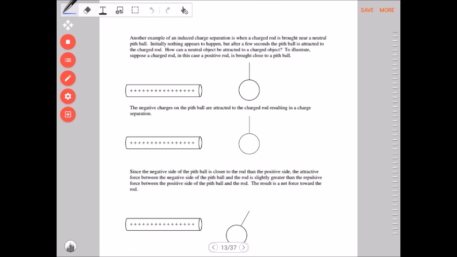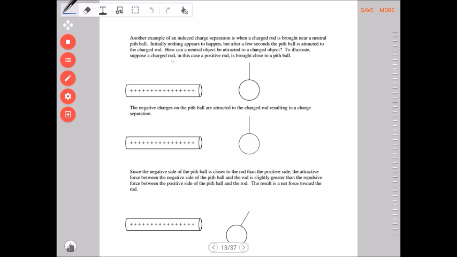Another example of induced charge separation is when a charged rod is brought near a neutral pith ball. Remember, pith balls are extremely light and have a conductive coating on the outside. Initially nothing appears to happen, but after a few seconds the pith ball is attracted to the charged rod. So how can a neutral object be attracted to the charged object?